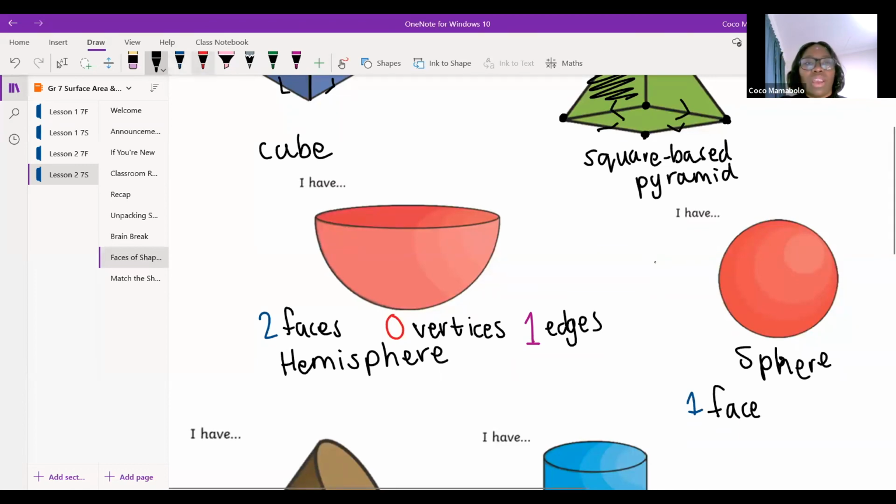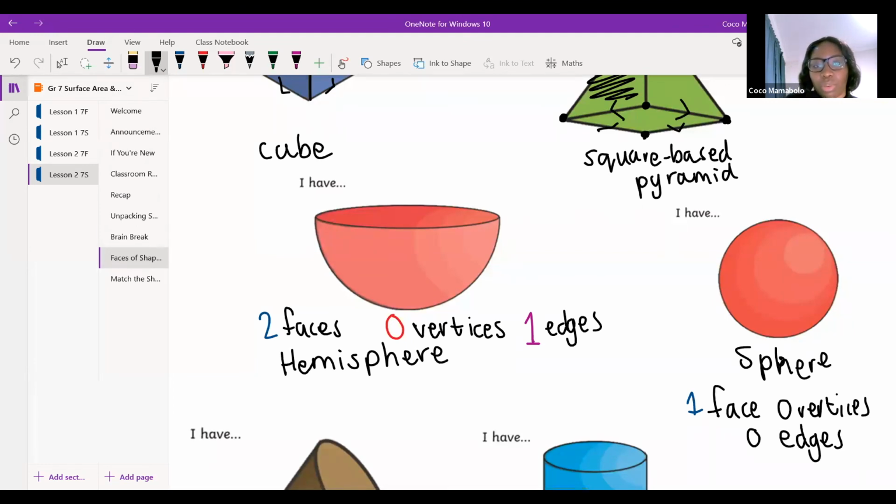How many vertices do I have? 0. No vertices at all. Good. How many edges do I have? You mean edges? Oh yeah, edges. No edges. No edges either. Okay, excellent. This one was quite easy, so don't think you're off the hook.